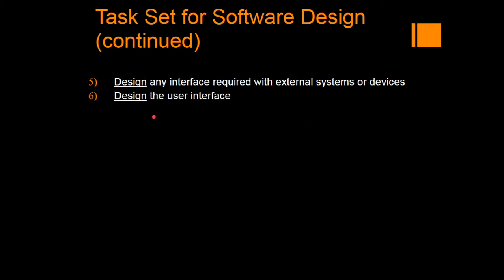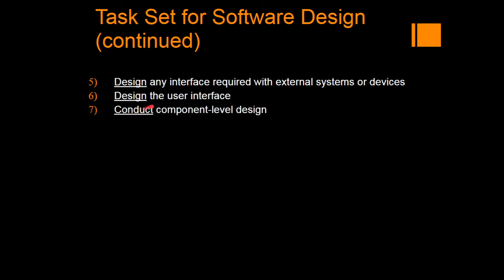And design the user interface. So once the interfaces among the subsystems, and also between the external systems, are defined, now we have to define a user interface where the system is going to interact with the user, how the user will give the command, and how the user expects the result from the system. So those have to be designed in the user interface.